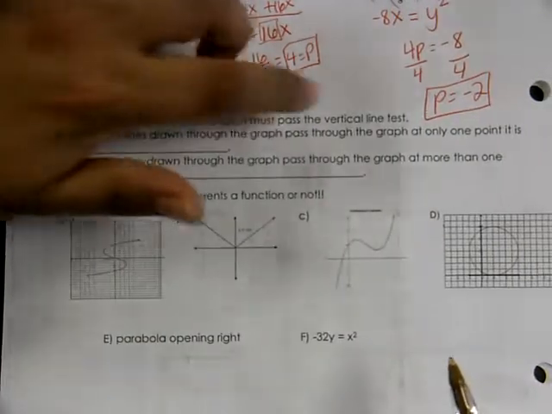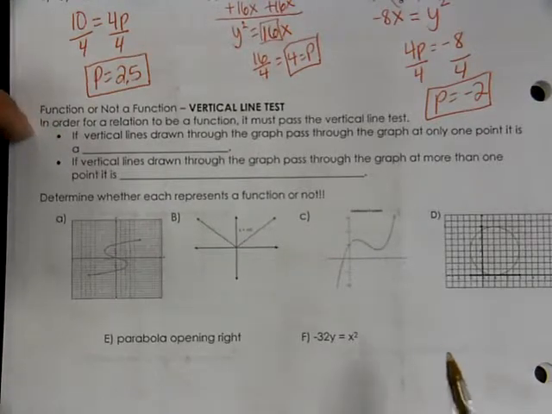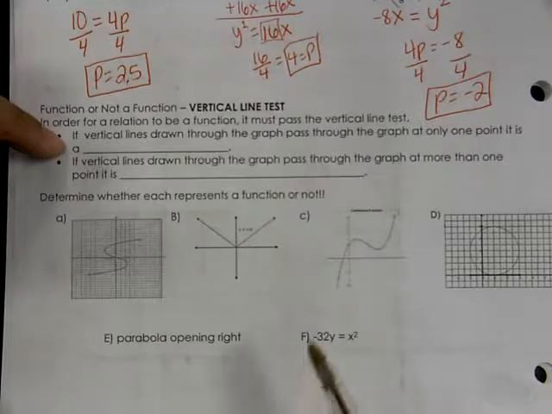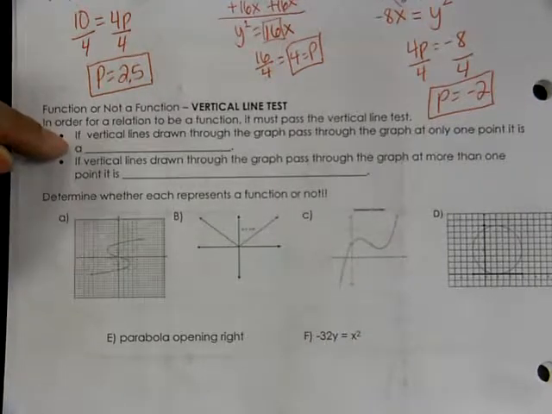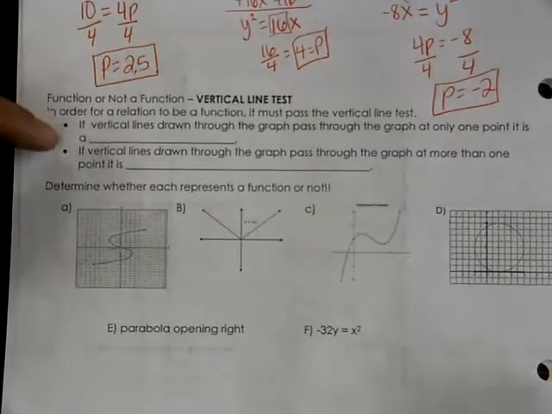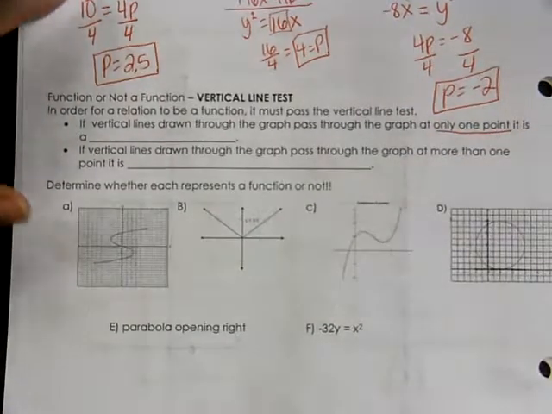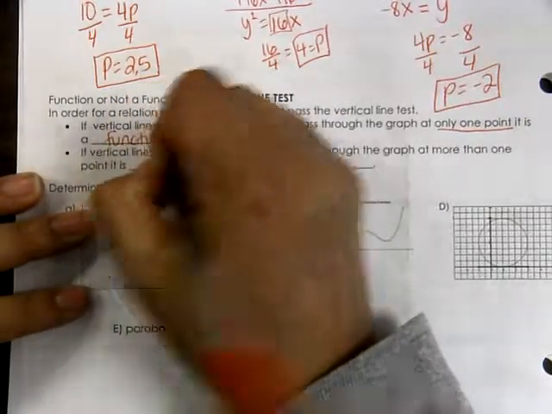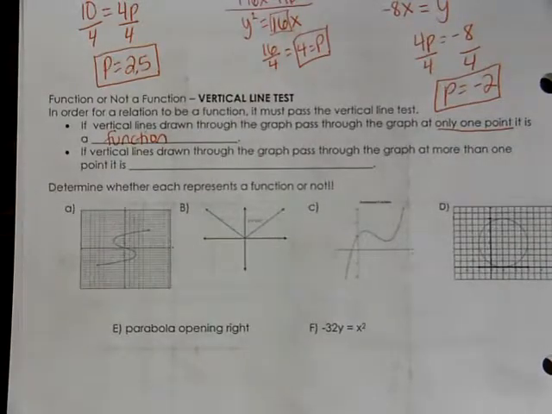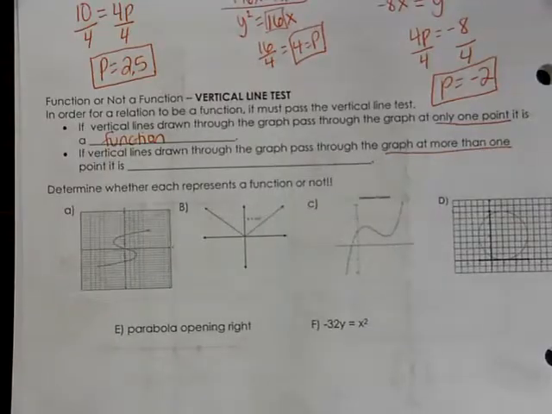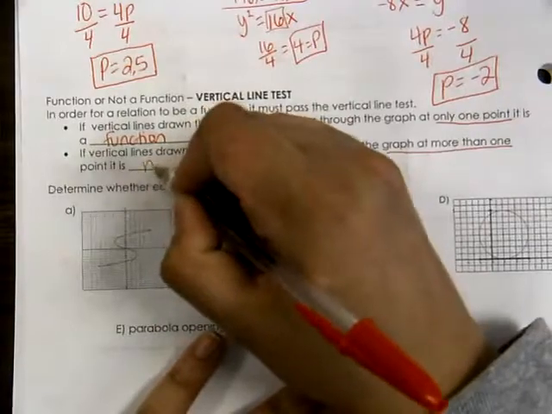There's something called the vertical line test. What you do is, it says in order for a relation to be a function, it must pass the vertical line test. To do this test, you draw a vertical line through the graph at any place you want. You could draw a bunch of them, or just one. If it only hits the graph at one point, then it is a function. If you draw a vertical line or a bunch of vertical lines, and it hits the graph at more than 1 point, so it could hit it twice, 3 times, 4 times, whatever, that means that it is not a function.